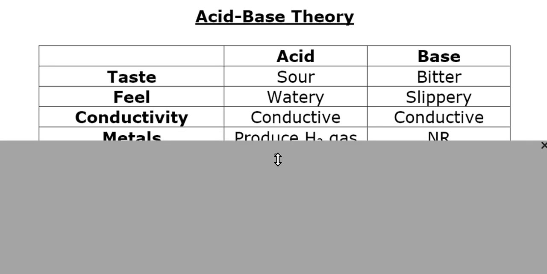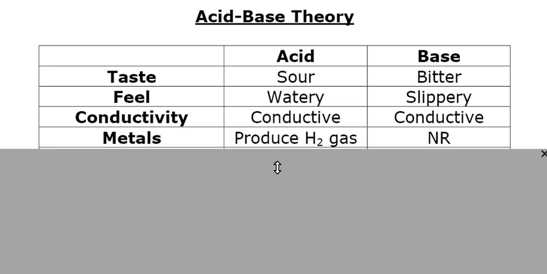Now, what happens when they react with different things? If you place a metal with an acid, you're going to produce hydrogen gas. We did this before back in Unit 2, when you have magnesium in hydrochloric acid, for example, it bubbles and produces gas. Whereas if you put metals with a base, there's no reaction, NR.